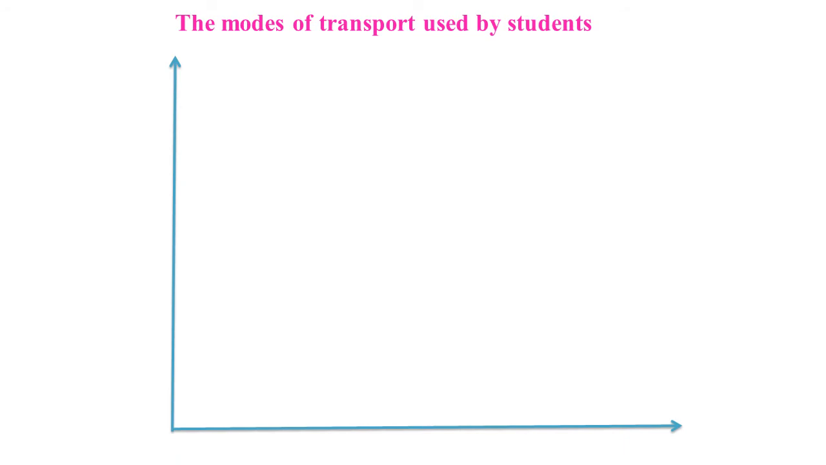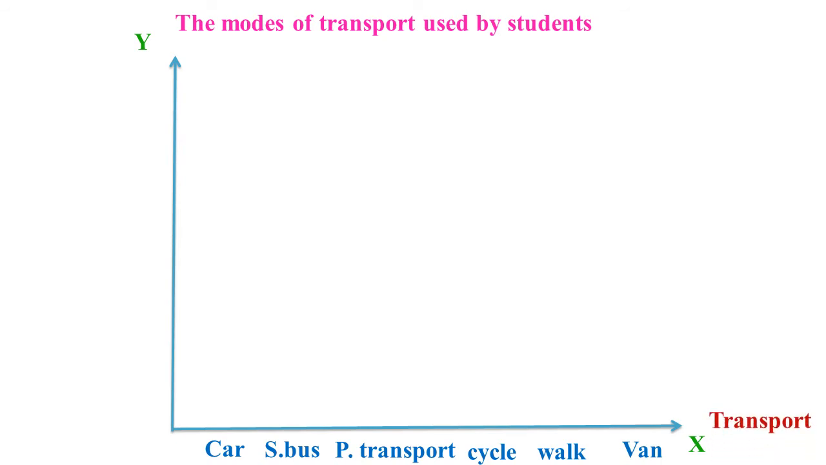Here is the given data. First of all, write a title explaining what is being represented: The modes of transport used by students. Then draw a horizontal and vertical axis, mark x and y. And also mark labels on the horizontal axis: car, school bus, public transport, cycle, walk, van. These are transport. Now we can choose scale.